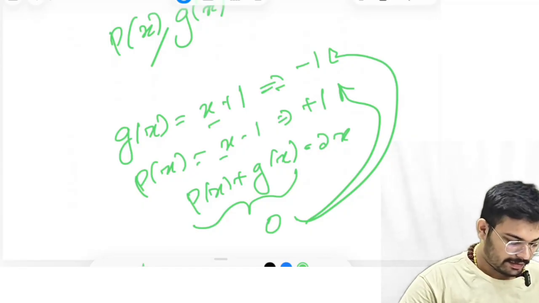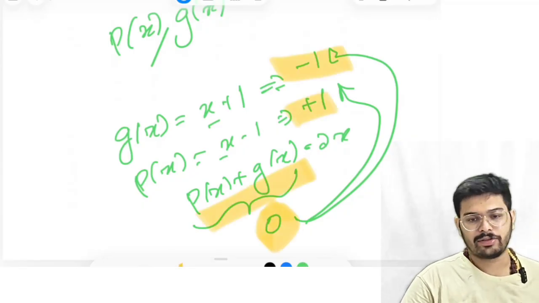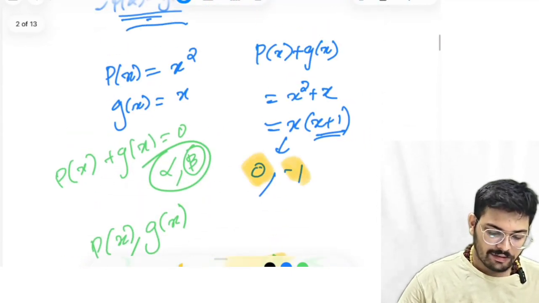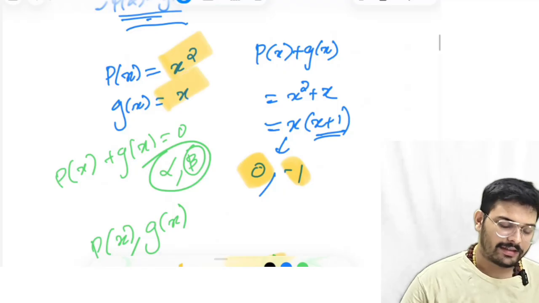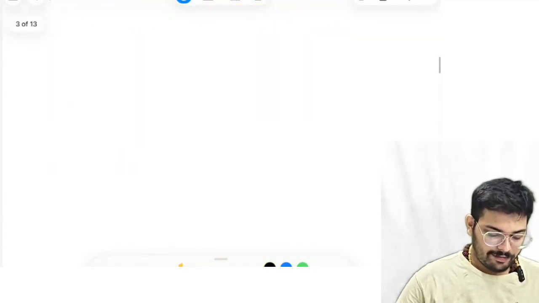Here the root of p of x plus g of x is 0, which is not a root of both. But in this case, they have two roots, and one of the roots is common. That's the root. It can or cannot be. That's the logic. Now we will be following the same thing.